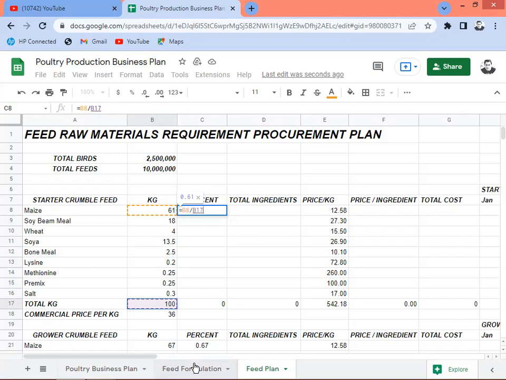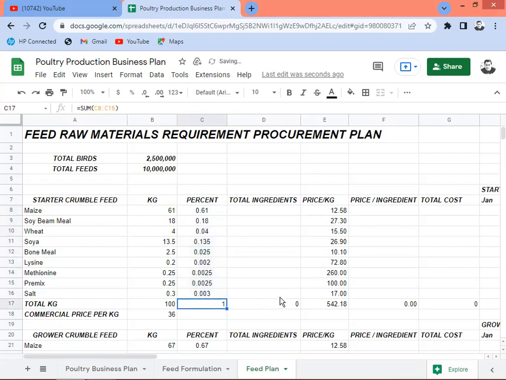We're going to fix it as an absolute cell reference, so we press the F4 function key on your keyboard, like that. Then just enter, and we can copy it down. Just pull it all the way down, so we get 100%.